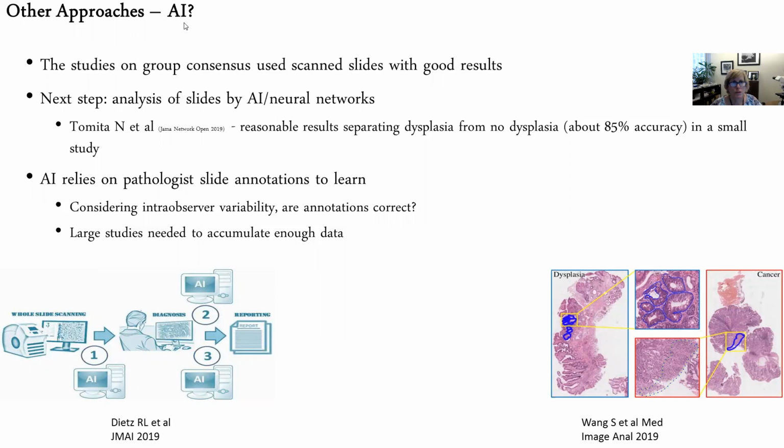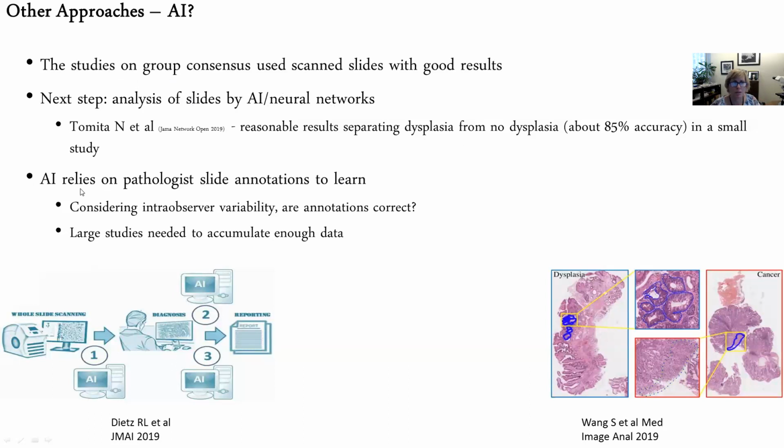Future approaches could be AI. So if you're looking at artificial intelligence, you need scanned slides, and a lot of the studies using group consensus have used a lot of scanned slides in order to show the cases between people in different countries. It's much easier. So this creates a group of cases where people agree on what things are that could be analyzed by AI or neural networks to try to differentiate dysplasia from no dysplasia. And this is a small study where they did think that they had reasonable results separating them.